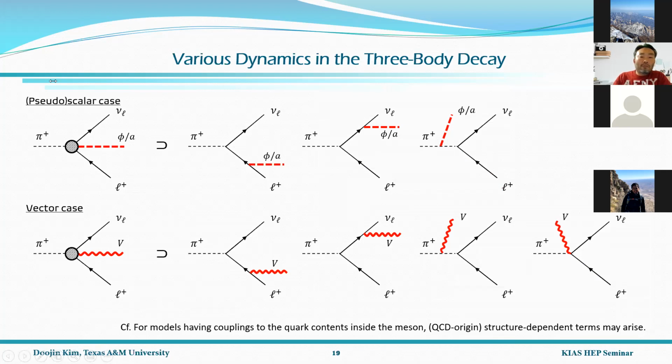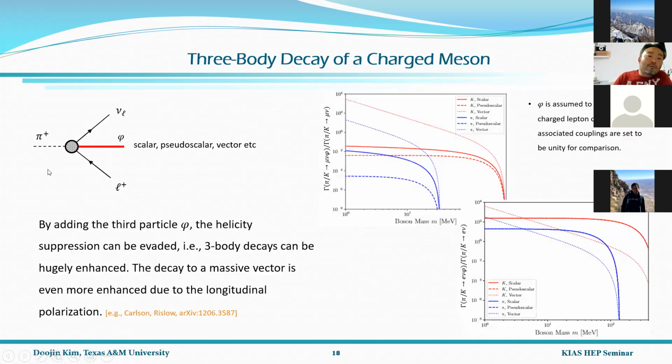Hi, Doojin. Sorry for interrupting. I have a question. Can you please go to the previous slide? Previous one. Okay. So for the electron case, pion to electron decay, do you know why this pion case is like this? Like you're saying for the vector case, there will be an enhancement.